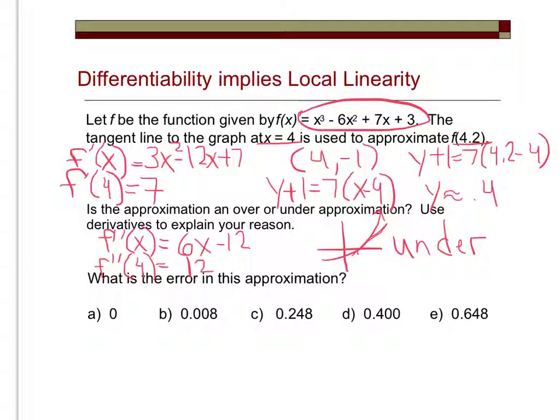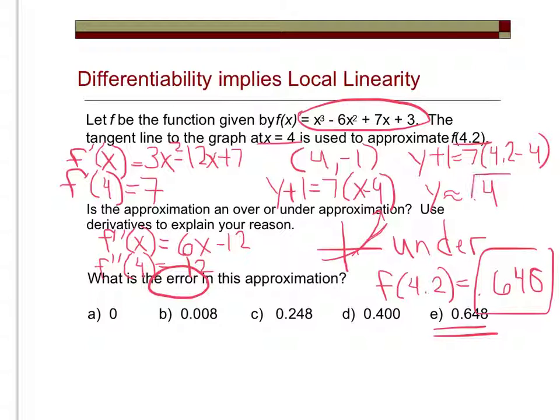Now, what is the error in the approximation? Jeez, they want a lot of work for this. Well, if I go back to the original function and substitute 4.2 into it, using my calculator, I would get 0.648. Now notice, don't be distracted and circle 0.648. They wanted the error. So the error is the difference between the actual solution and my estimate. So we can see that the error would be 0.248.